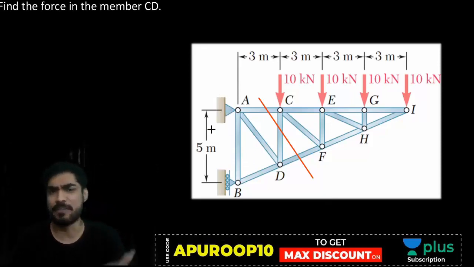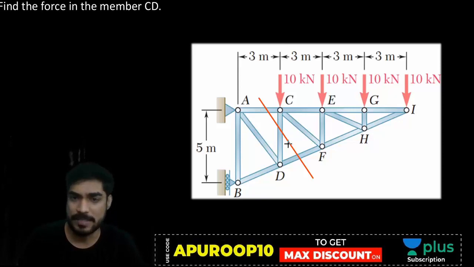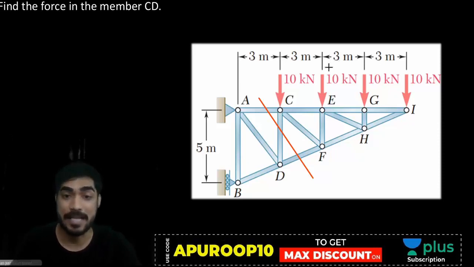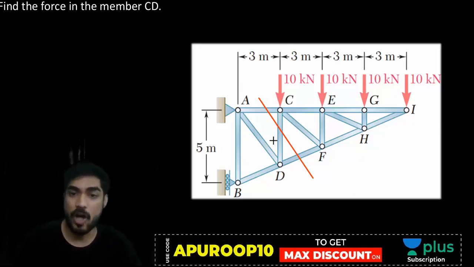Okay, no problem. If you want to do it, do that. But it will take longer, right? It will take more time. So what I am going to do is, I am going to consider the right side part, and there is no reaction in the right side part na. So I don't have to find the reaction. So cut it like this. Draw the right side part.